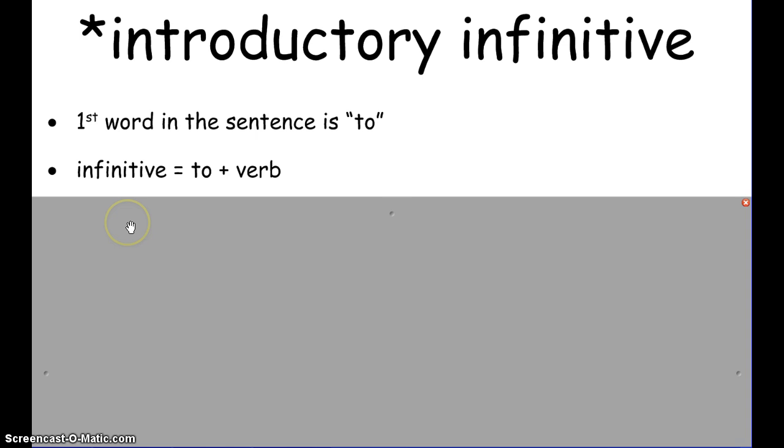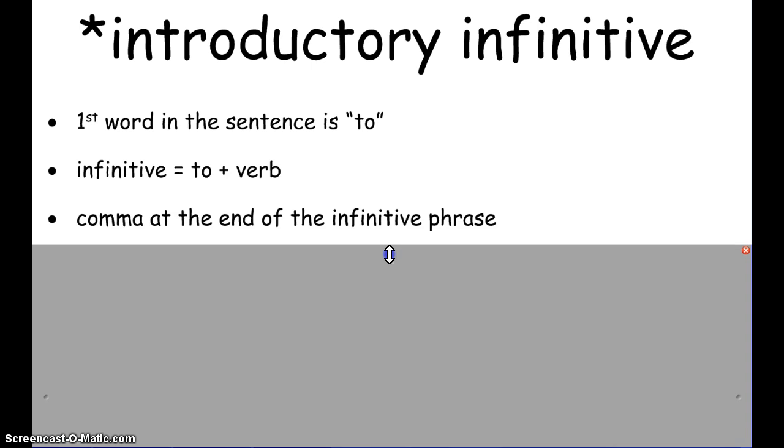Well, the formula for an infinitive is to plus a verb. To run, to play, to be, to go. So when we have to with a verb, we know we're looking at an infinitive. Just like introductory prepositional phrases, when we put these at the beginning of the sentence, we have to have a comma after them. Because again, they're separating the sentence, they're introducing the sentence. And if you read your sentences out loud, you'll hear that natural pause.